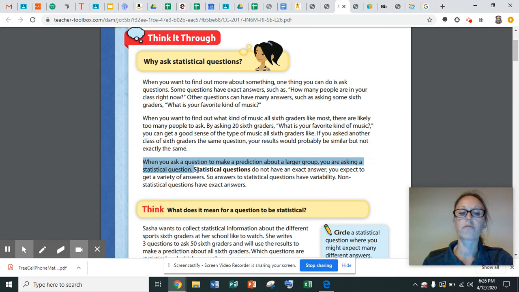Okay, statistical questions do not have an exact answer. You expect to get a variety of answers. So answers to statistical questions have what they call variability. Okay, non-statistical questions have exact answers. So that's the difference between statistical and non-statistical questions. Statistical questions do not have an exact answer. You get a variety of answers, which is also called variability.